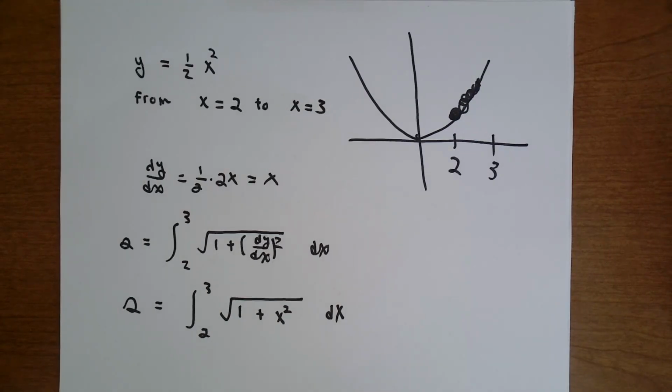The derivative of y with respect to x is 1/2 times 2x, which is x. The arc length integral will be from x equals 2 to x equals 3. If I square dy dx, I get x squared. All you have to do is integrate from 2 to 3 with respect to x the square root of 1 plus x squared. It's at this time I have to warn you guys about something.